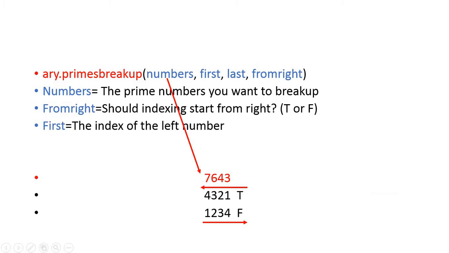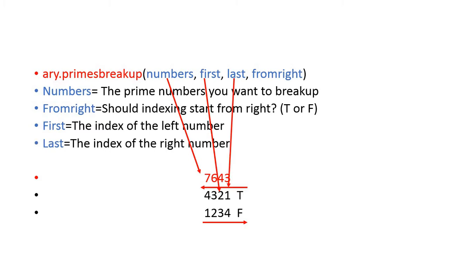So first here means the index of the left number, and last means the index of the right number. For example, you want to pick this 43 out of this prime number, that is the unit digit and the tens digit. Then if you have put this value as true, then the index of this number is 1 and this number is 2. So you will have to type first is equal to 2, that is the index number of 4, and last is equal to 1, which is the index of this 3. So it will pick this 43 out of this number.